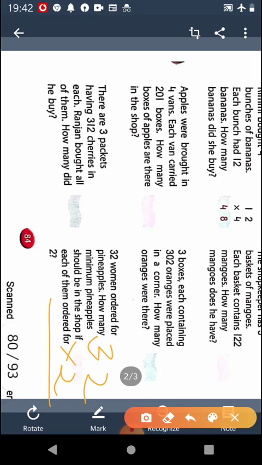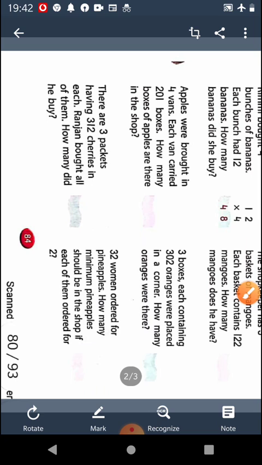Now multiply. First we multiply the ones, that is 2 into 2 is equal to 4. Then we multiply the tens, that is 3 into 2 is equal to 6. So how many minimum pineapples should be there if each of them ordered 2? So there should be minimum 64 pineapples. Okay, because 32 women and each orders 2, that means double of 32. 32 plus 32 is 64. So 32 multiplied by 2 is 64.